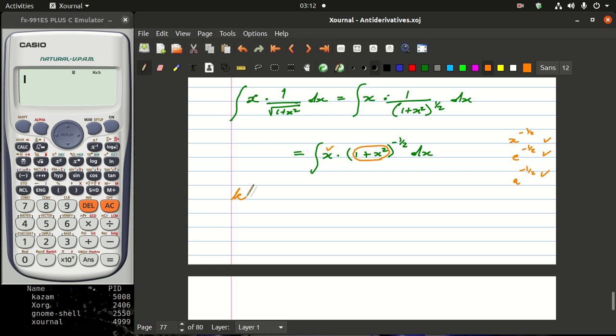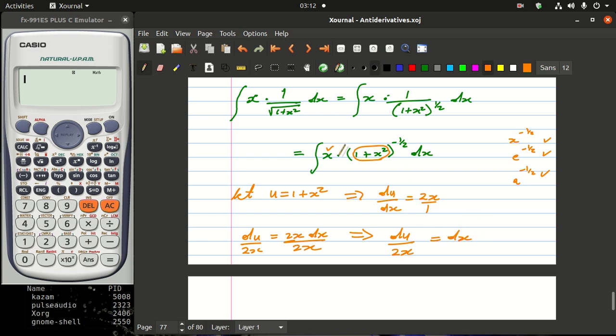That is what I'm going to let be u. Let u be equal to 1 plus x squared, so that my du/dx is going to be, what is the derivative of that? The derivative of 1 is 0. The derivative of x squared is going to be 2x, and then I'm going to cross multiply, and I will end up having du is equal to 2x times dx. Of course, if I divide on both sides by 2x, I end up having du divided by 2x is equal to dx.